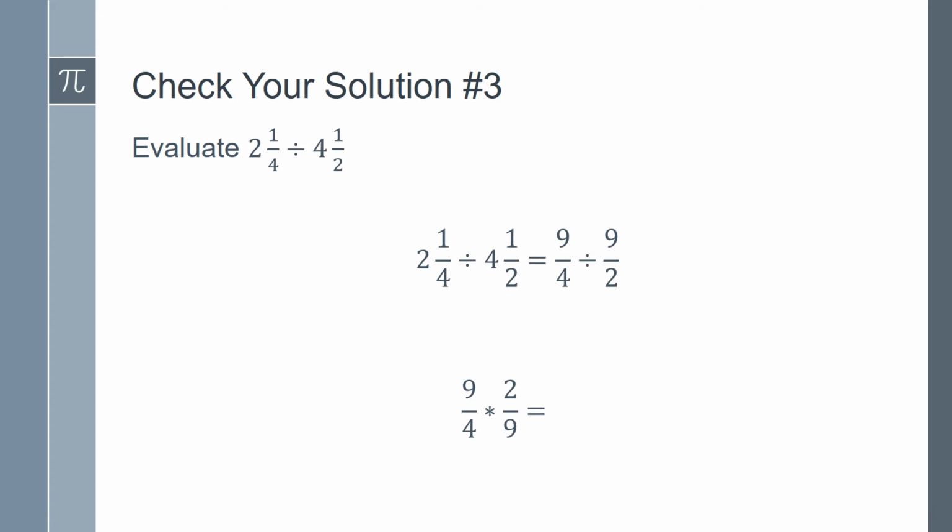Now we can cross-reduce. The 9's are each cross-reduced down to 1, and the 2 and the 4 are cross-reduced also. 2 goes into 2 once, and 2 goes into 4 twice. Now if we multiply, we find that our answer is 1/2. So 2 1/4 divided by 4 1/2 equals 1/2.